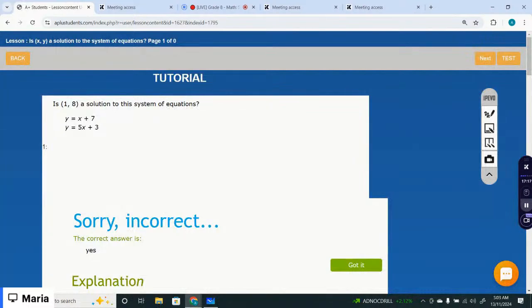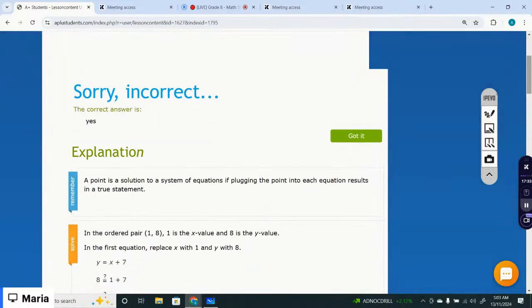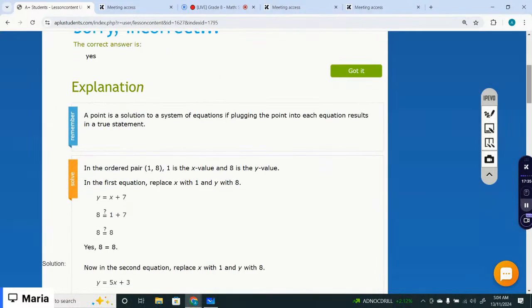Let's just start with the first example. Is (1, 8) a solution to the system of equations? So basically, you need to replace the value. A point is a solution to a system of equations if plugging the point into each equation results in a true statement. So you have to plug in the point in both the equations. If both the equations are true with the point, then the point is the solution for both the equations, right?